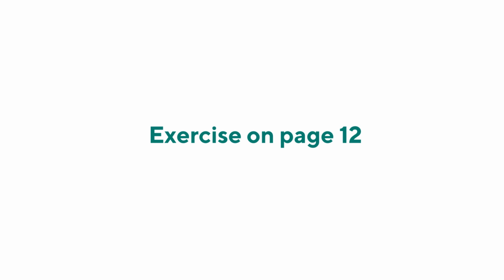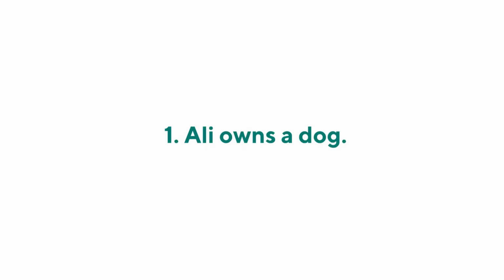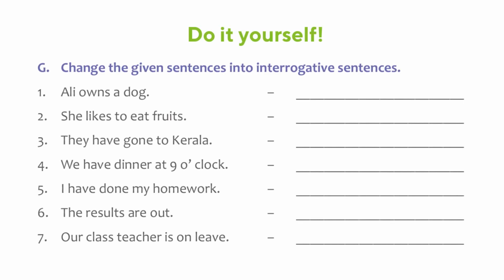On page number 12, you see 2 more exercises. The first one is to change the given sentences into interrogative sentence. Example, Ali owns a dog. How do you make an interrogative sentence or a question out of this? What does Ali own? So go ahead and look at the rest of the sentences and do it by yourself.